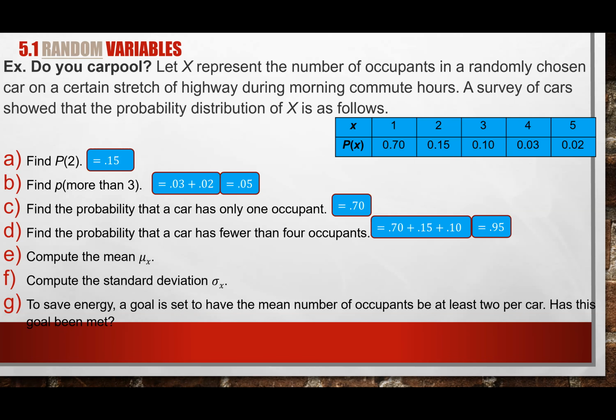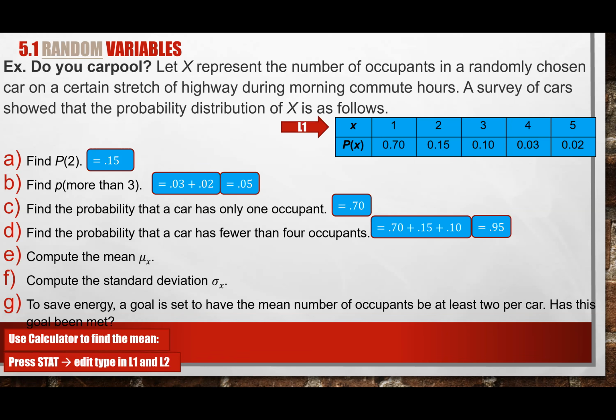So now going to the last 2 questions, this is what they ask you: compute the mean and compute the standard deviation. How do we find the mean and the standard deviation without using the formula? If you remember, we can use our calculator. To use our calculator, you need to press stat, then press edit, and then type in L1 and L2.